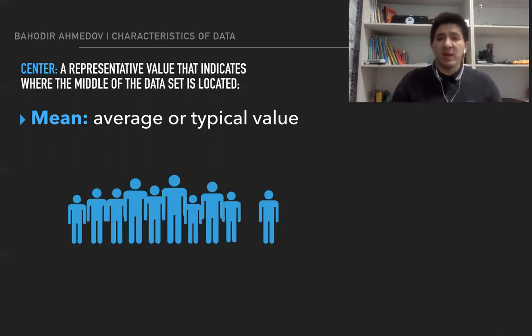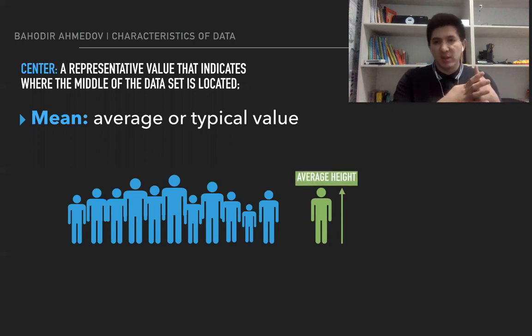So let's consider an example. I've got lots of people with different heights, and if I would like to know what's the typical height of the people in this group, in the city or in this country, I'm just going to find the average value. I can find the average by summing all the heights of the people and dividing this by the number of the people.